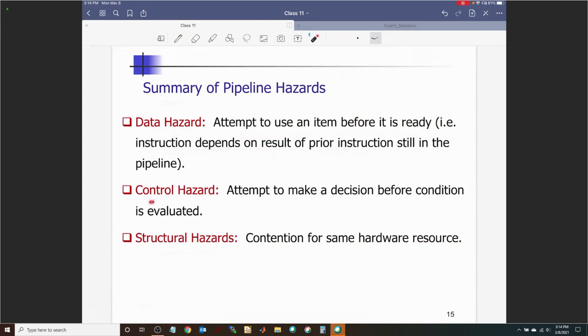The next one is the control hazard, which is to attempt to make a decision before the condition is evaluated, such as what happened in the branch when equal instruction. The third one is structural hazard, which is essentially contention for the same hardware resources at the same time.